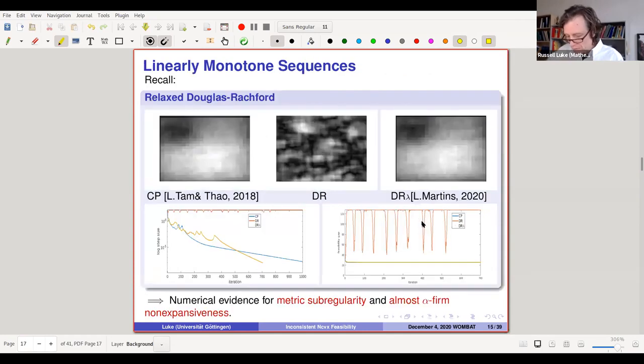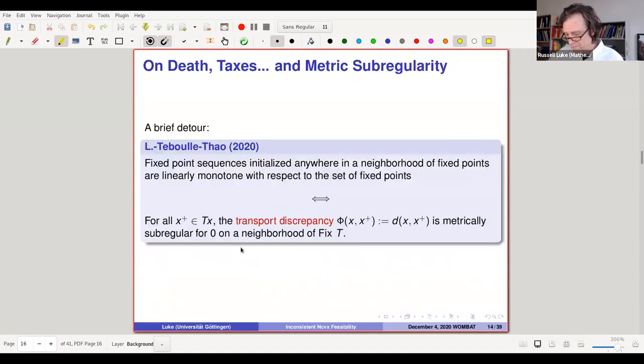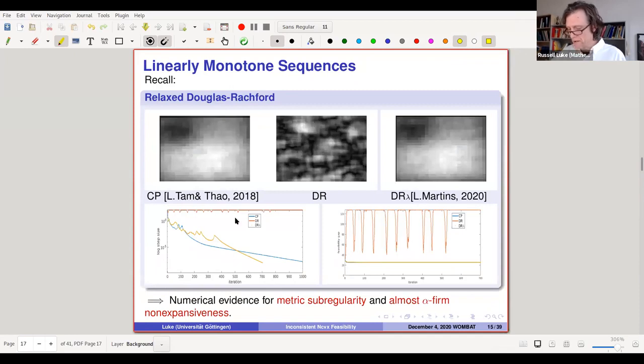So back to the original motivation for this: I'm after explaining the yellow curve, and what we have here is numerical evidence based on this necessity statement. It says I can do a numerical experiment and initialize my problem from anywhere, and I'll see a graph that looks exactly like this. So I have numerical evidence that there is metric subregularity happening here, and I just need to prove it. I already knew that I had the alpha-firm nonexpansiveness ahead of time, but it's the metric subregularity that's hard to get.